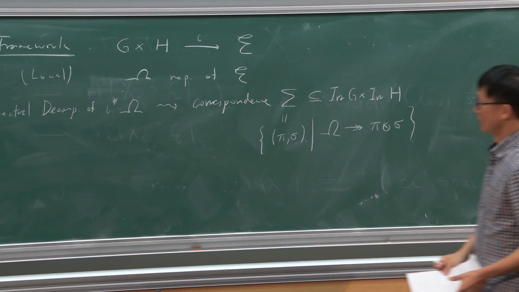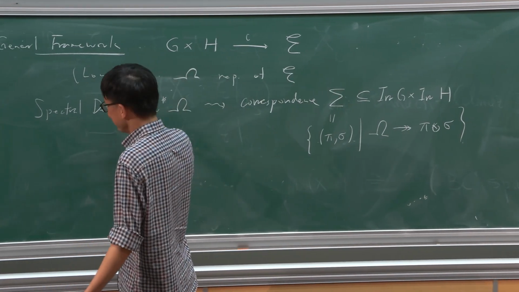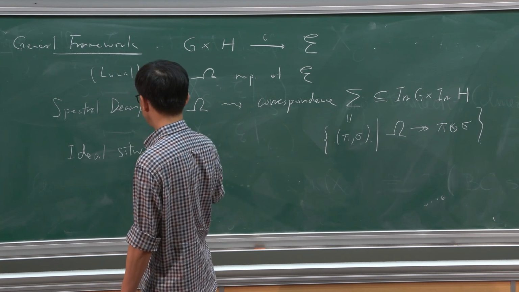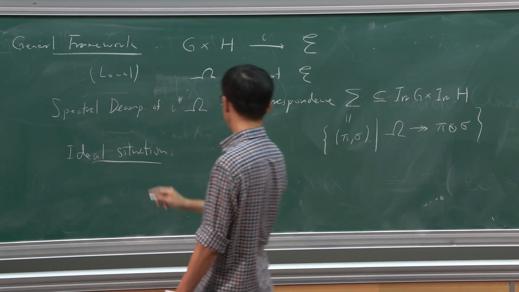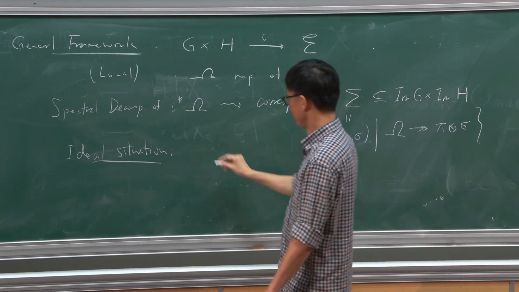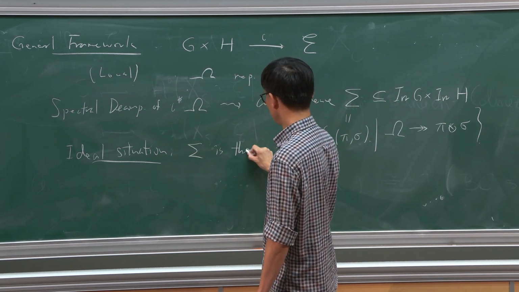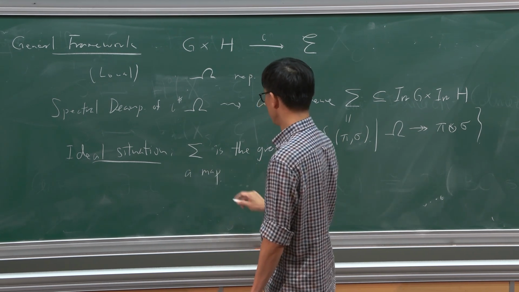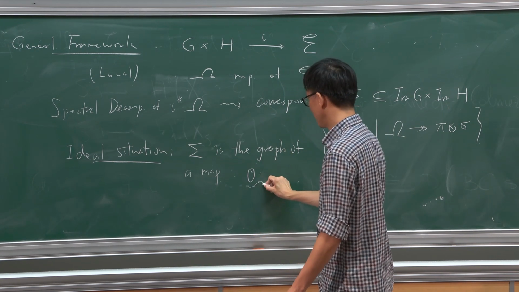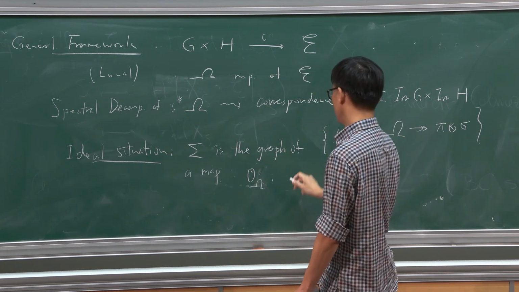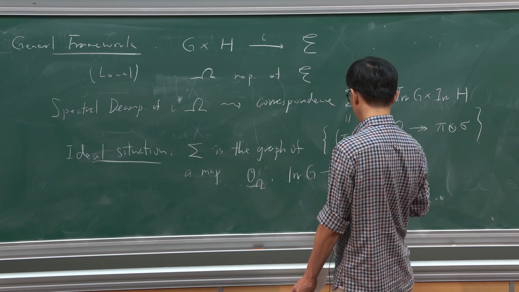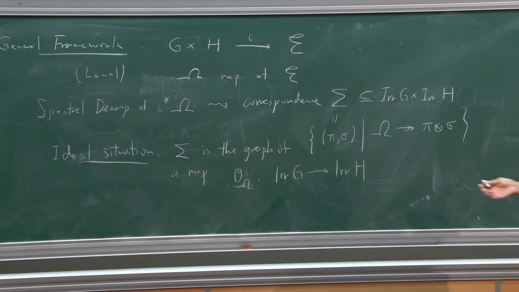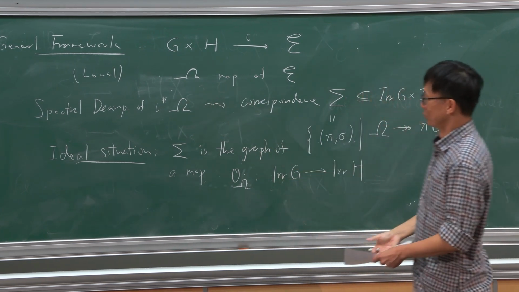Now, you can do this for any omega, it's completely general, but the ideal situation that you would like to have is that this correspondence is the graph of a map. Let's call it theta omega, from, say, irreducibles of G to irreducibles of H. Okay, that's the ideal situation. If you just pick a random thing, it probably won't work.